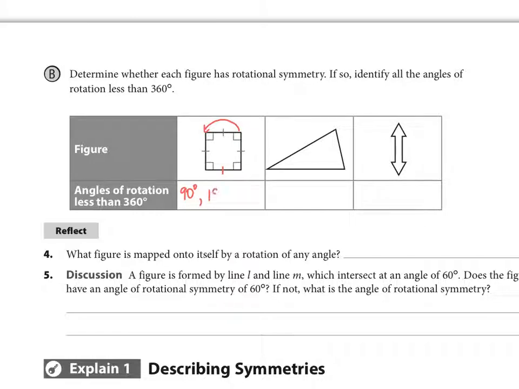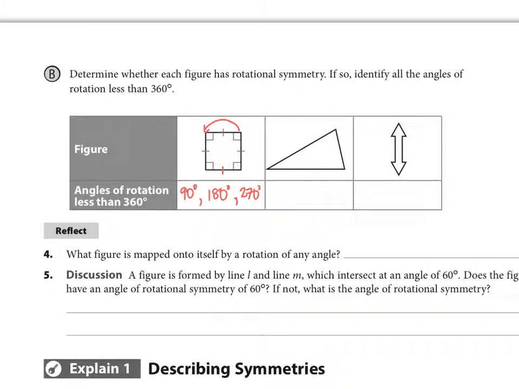And also 180, right? That's just the second time. And then finally 270 degrees. We're not going to write down 360 just because every single shape rotates 360 to get the same thing. So you don't have to write those down.